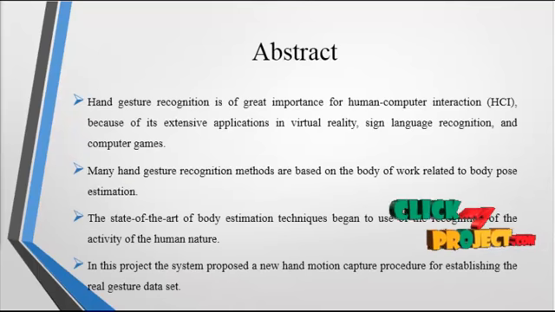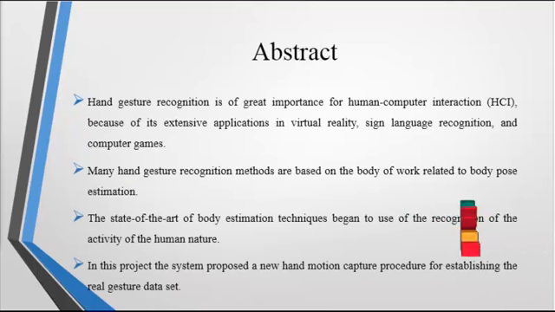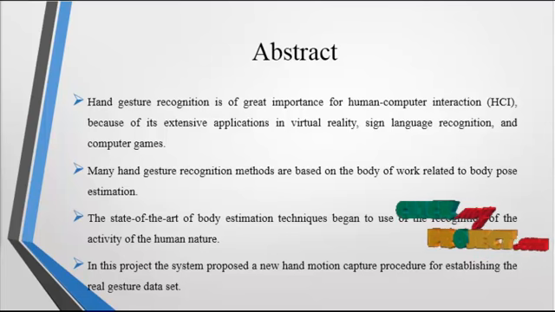Now we discuss the abstract for the process. In this paper we propose a new hand motion procedure for establishing a real hand gesture dataset, and a patch position scheme is designed for color-based semi-automatic labeling. This method is integrated into a vision-based hand gesture recognition framework for developing more applications. We use the dataset images to achieve more reliable and accurate tracking under unconstrained conditions.